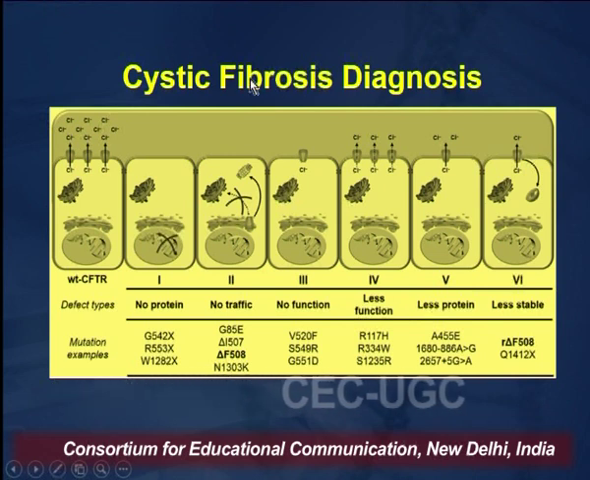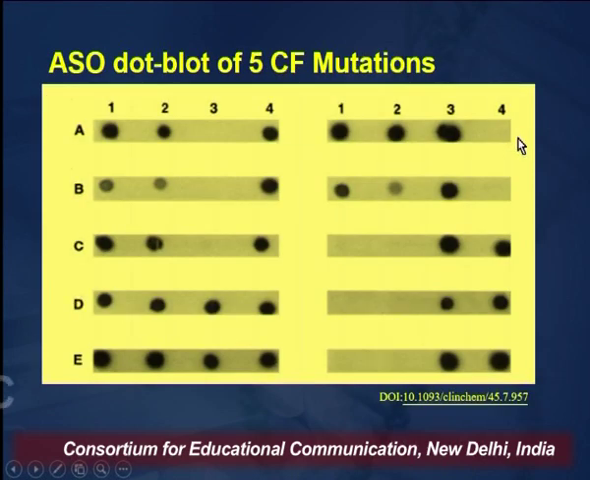Now, let us look at the diagnosis of cystic fibrosis by the ASO dot blot method. So, this is the ASO dot blot of cystic fibrosis mutations. Now, this is again a very important dot blot and I am going to explain very slowly what is happening here. The two things that you have to remember here is that some of the blots will be of normal individuals and some of the blots will be for the cystic fibrosis mutations.